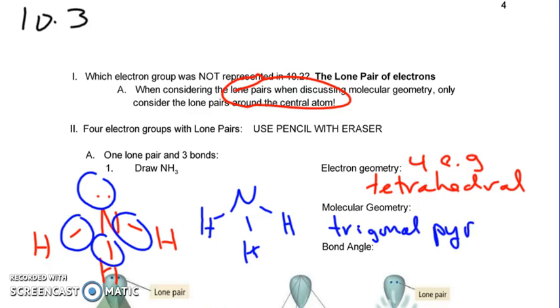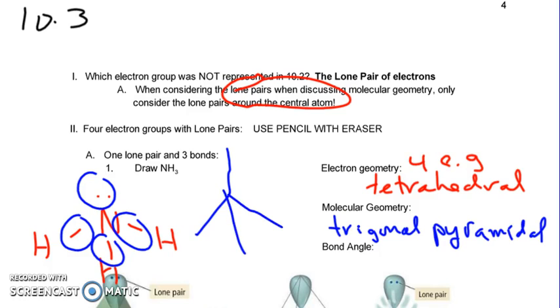Remember how I made a mistake in the notes and it said trigonal pyramidal for 5 electron groups? I said, oh no, we can't have that. It needs to be trigonal bipyramidal. This is why: if you have 1 lone pair and 3 bonds, that's what you get trigonal pyramidal. So watch what I'm going to do here. This is why you need a pencil with an eraser. Draw your tetrahedral real quick, and then with your eraser, erase one of these. I'm going to erase the top one. And this is what you have left.